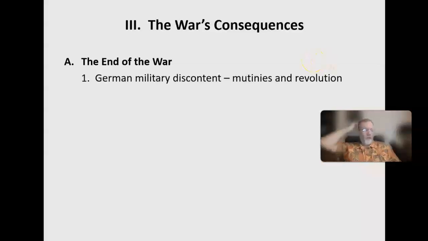The end of the war, the U.S. decides to get involved with this. The U.S. adds about 2 million men and weapons on the Western Front in '18. We don't really actually get involved. The U.S. really doesn't get actually involved until '18. The war started in '14. It's about 4 years later before we actually put a bunch of troops in Europe.